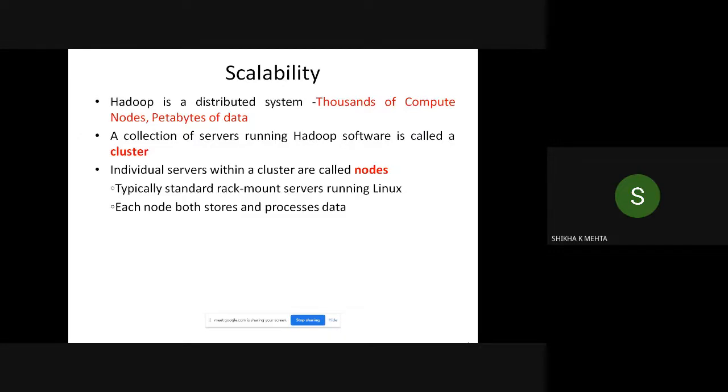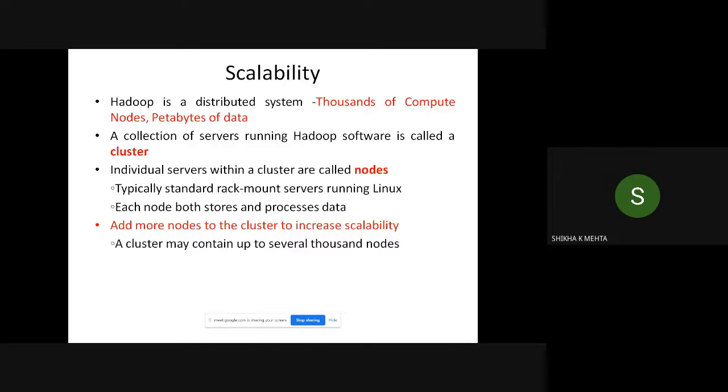So when we have distributed the data, we store the data which is to be processed on that particular node, on the same node only. Each node has both the storage as well as the processing of the data. Add more nodes to the cluster so that we can further increase the scalability. A cluster may contain up to several thousand nodes. For Facebook and Yahoo, check how many running clusters there are, in excess of 4,000. This is just a tentative idea, and this data may be obsolete also.